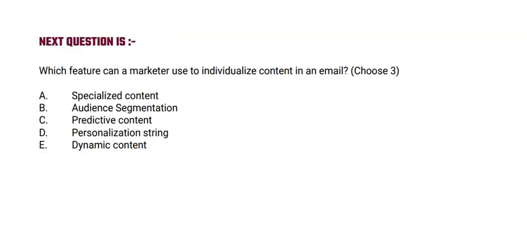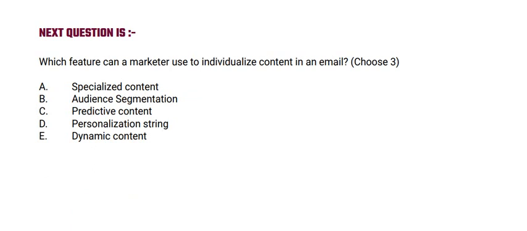Next question is, which feature can a marketer use to individualize content in an email? Choose three options, and the options are option A, specialized content, option B, audience segmentations, option C, predictive content, option D, personalization string, and option E, dynamic content. The correct option is option B, D, and E.